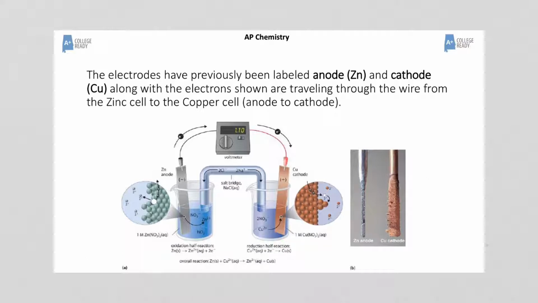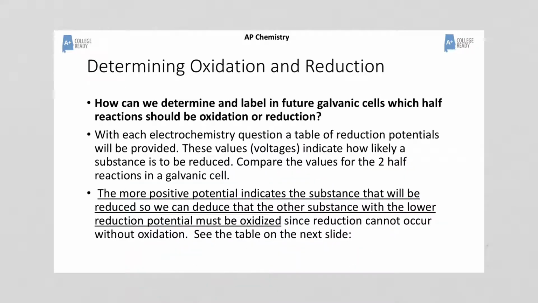When we get to questions to answer about galvanic cells, they've given us all the information. They've told us anode, they've told us cathode, they've given us the balanced reaction, the cell voltage, they've shown us how electrons are flowing. These are questions you're going to be able to answer from the information given. And again, I've included some questions that you really need to think about. How could I answer this? So how can we determine and label which half reactions could be oxidation or reduction?